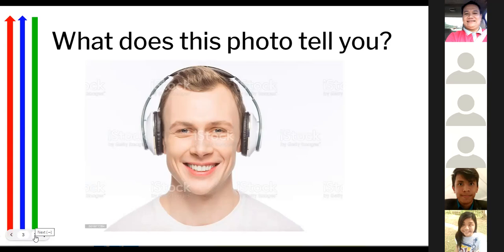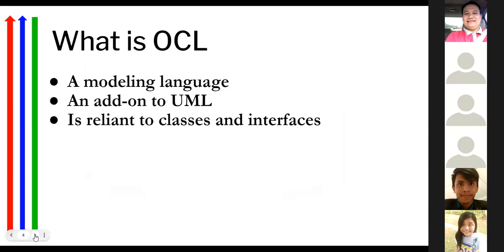If we rely on the visual part, all we can see is a man smiling wearing a headphone. But by just looking at it, we cannot tell if the man is really satisfied, though he might be, or if he is really listening to music. We can't really tell by just looking at the photo. So that's the importance of having a descriptive language. That is one of the importance of OCL, because natural language is so ambiguous, it can be interpreted in several ways, and visuals without words can also be interpreted in different ways. That's why OCL is important. It is an important add-on of UML.